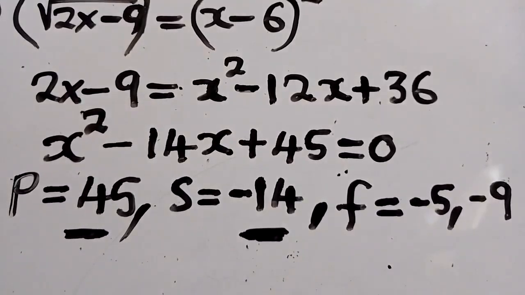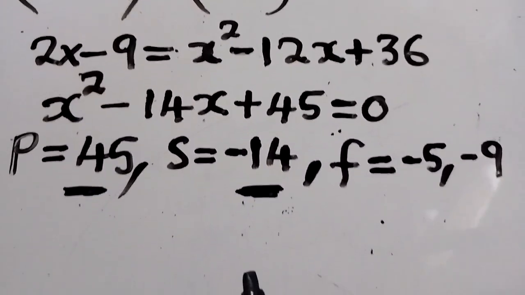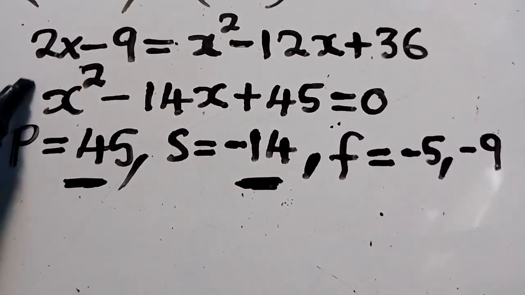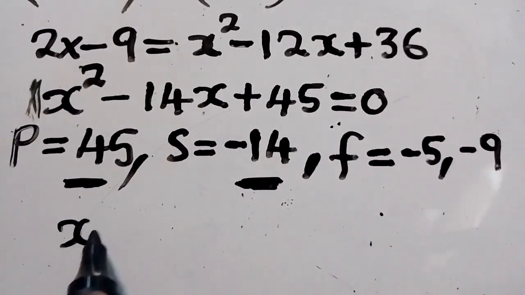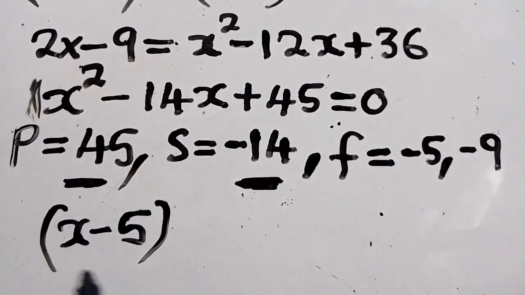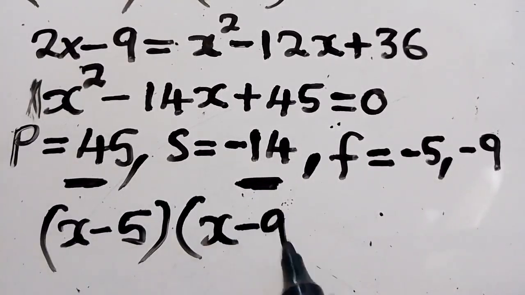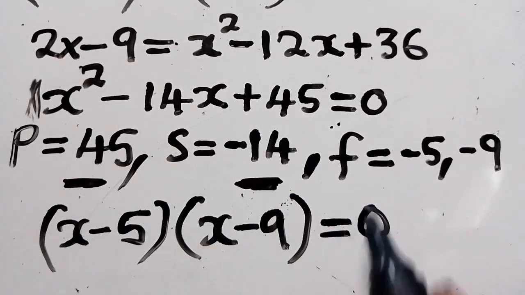This is what you need to get and understand. We need to make sure that we understand this. I want you to understand each and everything that I'm illustrating here. So you go direct now. I told you that if the coefficient is 1 here, you just go direct. You say (x − 5)(x − 9) = 0.